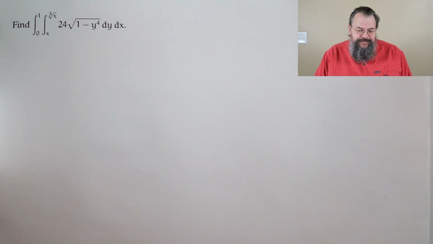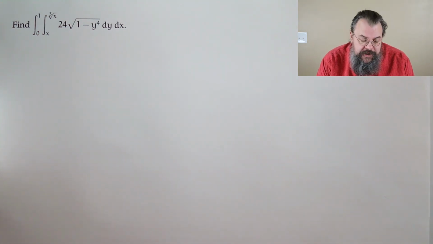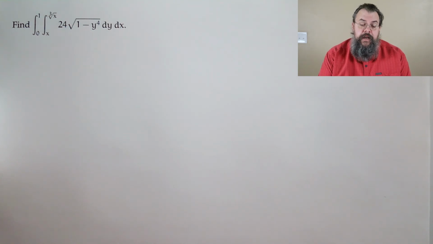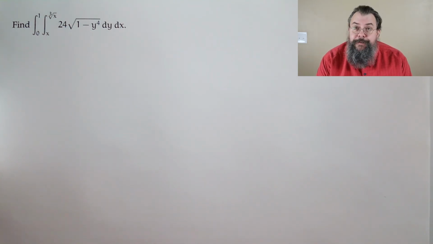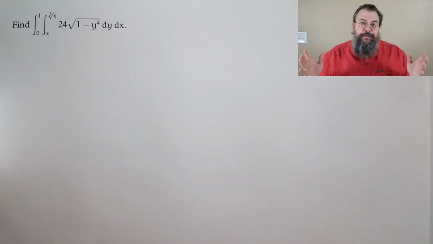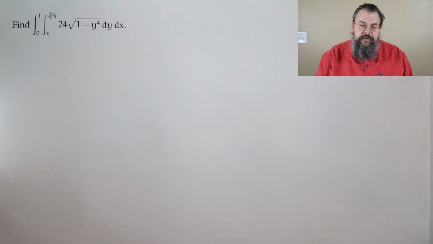Okay. But let's begin. So we're going to find the integral 0 to 1, integral x up to cubed root of x, 24 times the square root of 1 minus y to the fourth dy dx. And, okay, looks pretty harmless. But we see, all right, look, can't really integrate this with respect to y, so we'll swap the order of integration first and integrate with respect to x.